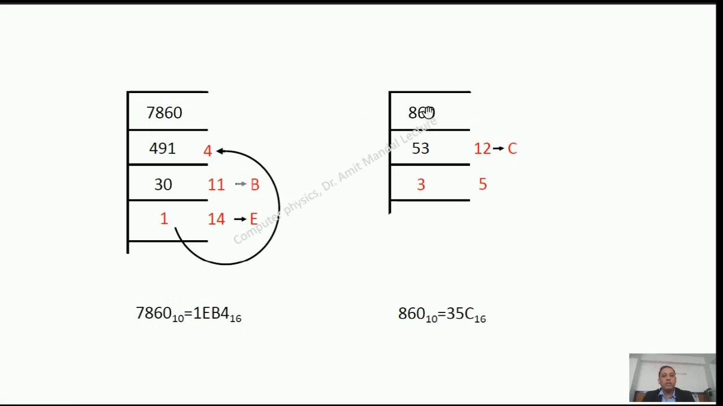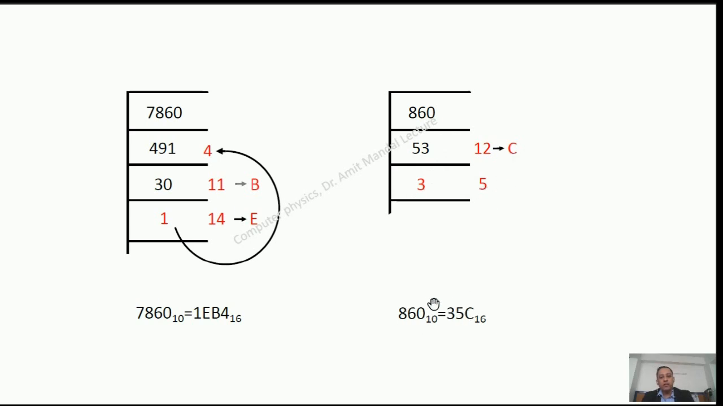Similarly, 860 is there. This is decimal. You want to convert it into hexadecimal. Divide by 16. This is the quotient, and this remainder you will get. For this 12, the hexadecimal symbol is C. Similarly, 53 divided by 16, you will get 3 as quotient and 5 as remainder. Now 3, you have got a quotient which is less than 16, so you have to stop over here. Now the result is 35C.